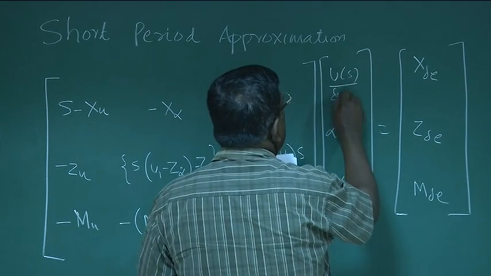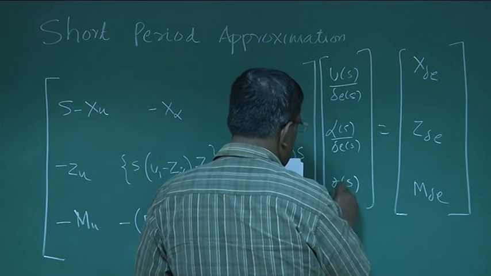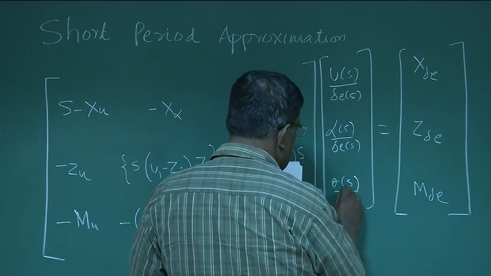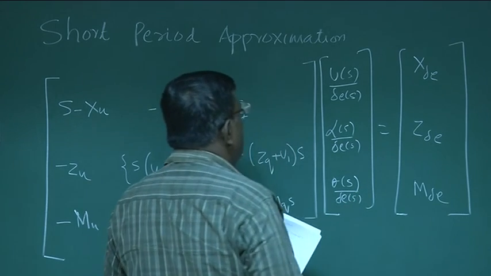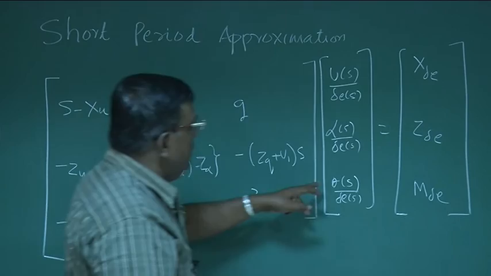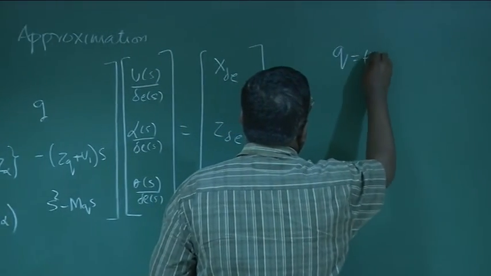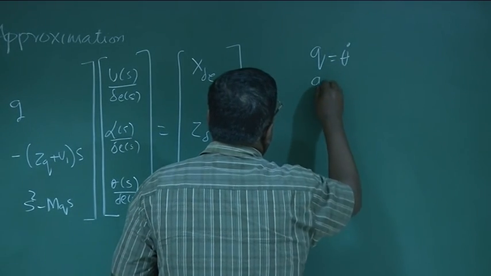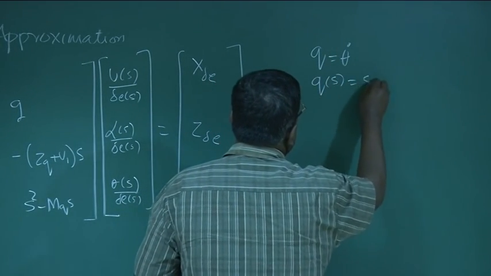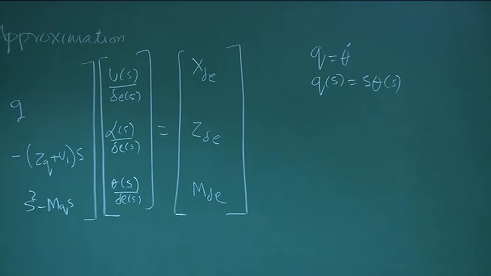To be more precise, we write it like this: θ is like δe. You should note that we are not writing q here because we have the understanding that q is equal to θ dot for small perturbation. So q(s) is nothing but sθ(s) that was substituted there. That is part of algebra.